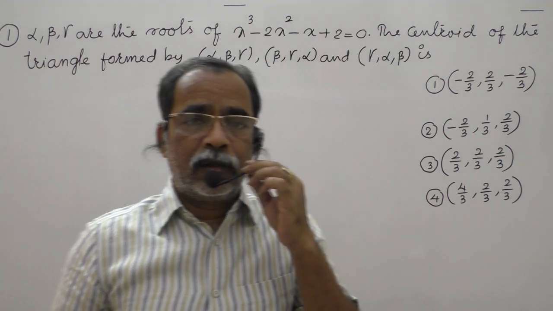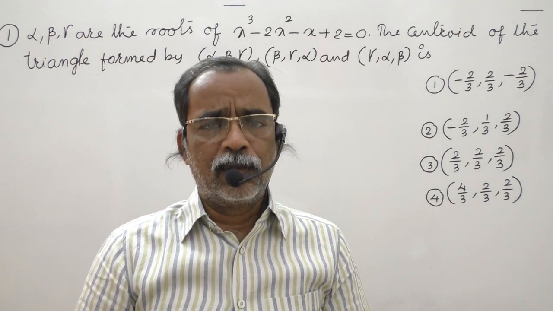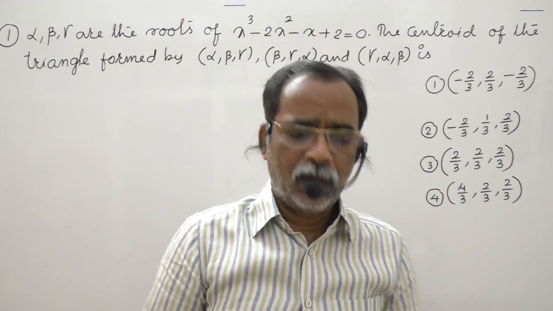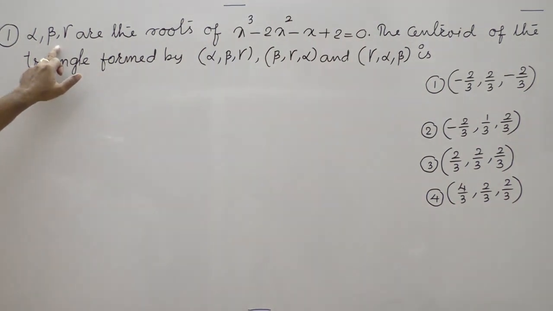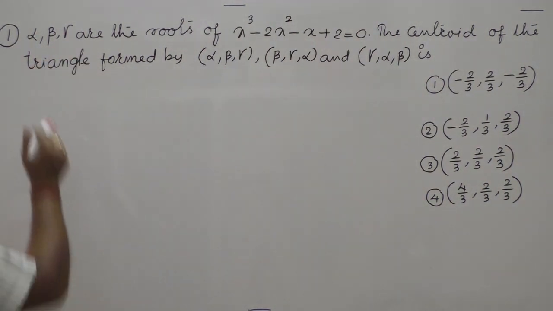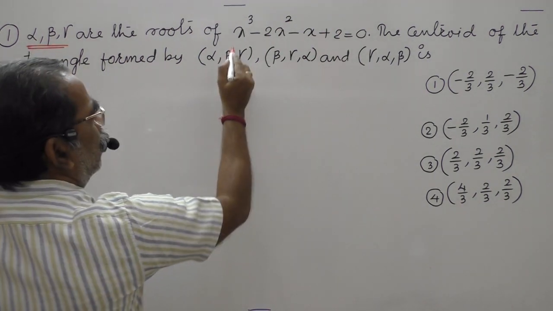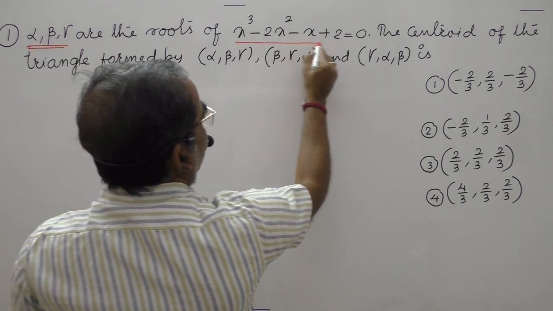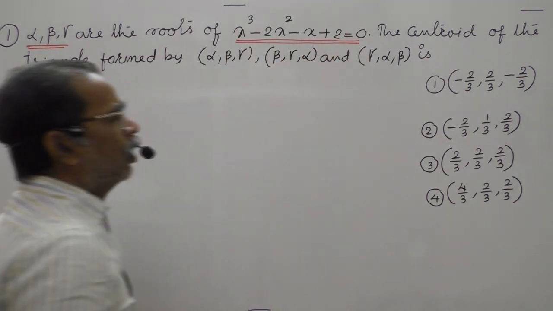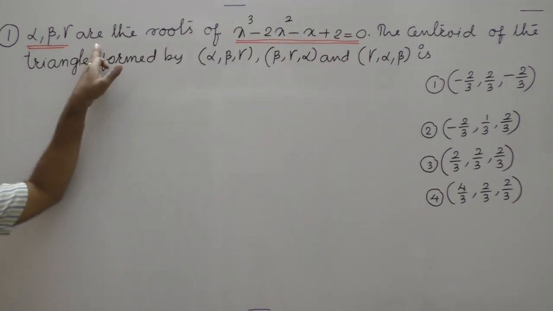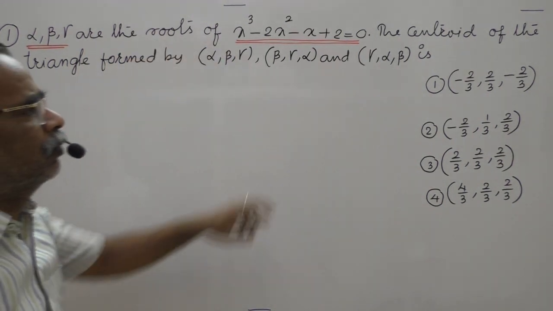Good morning, students. In this video we will discuss some problems of 3D geometry. Let us see question number 1. If alpha, beta, gamma are the roots of this equation. What is this? It is a cubic equation. Alpha, beta, gamma are three numbers satisfying these roots of this equation.